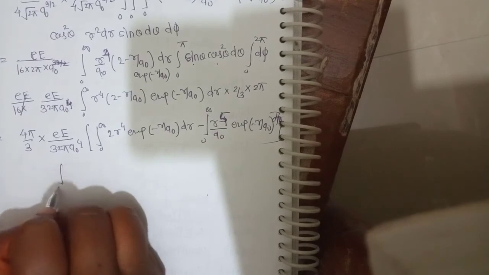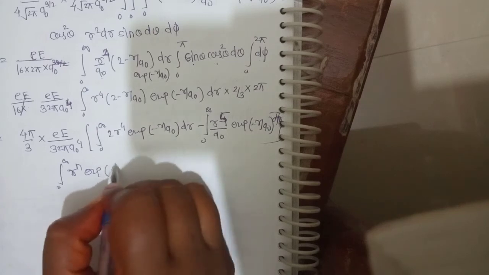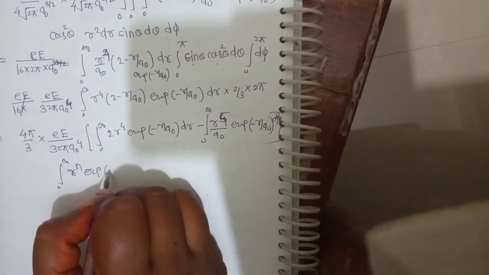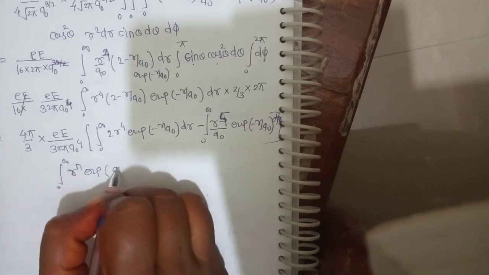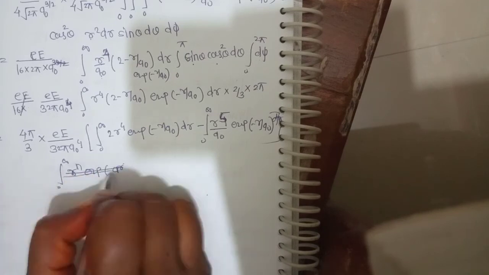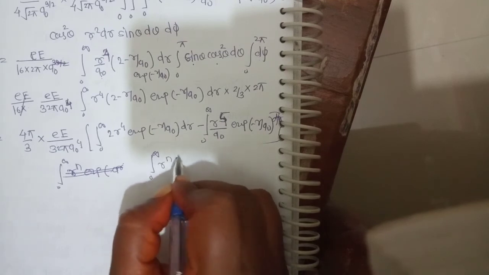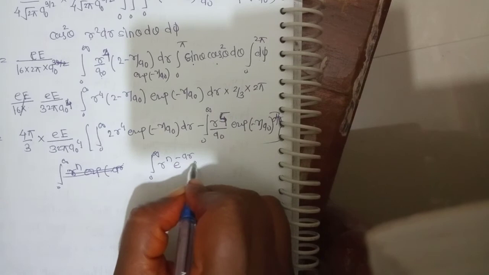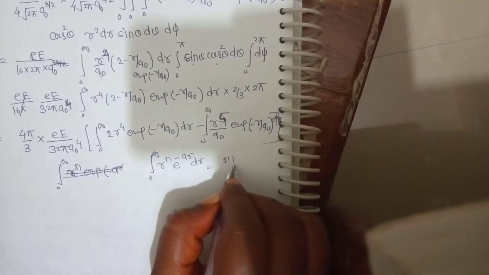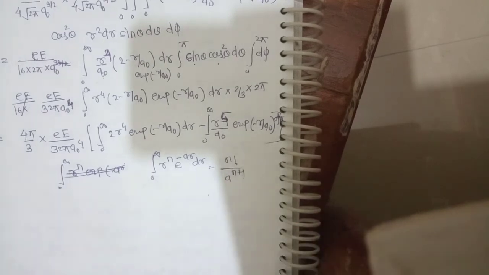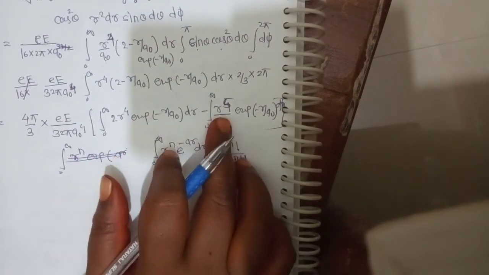Which one? Integral 0 to infinity r to the power n exponential e to the power ar dr is equal to n factorial upon e to the power n plus 1. Okay, use that formula. With the help of that formula you can calculate both these terms.